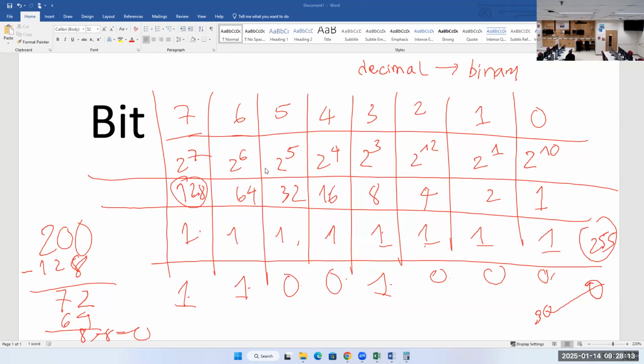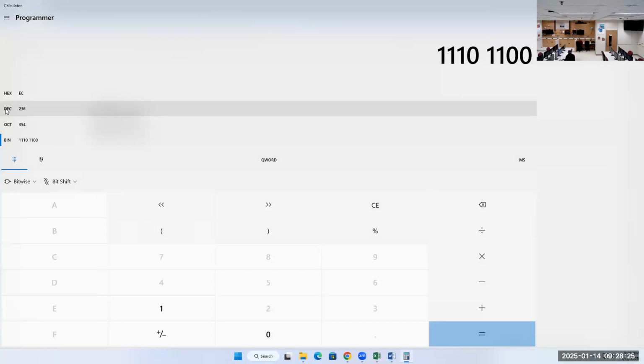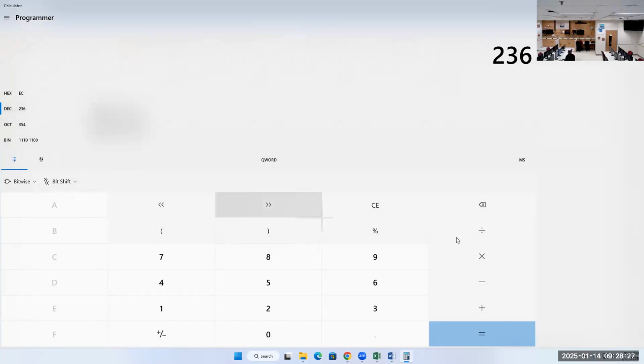But again, I do not require you to do it manually. You can use the calculator here, it's up to you. If you use the calculator, you go over to decimal, click on decimal here, put down the number 200, and you can see it converts to 1100 1000.